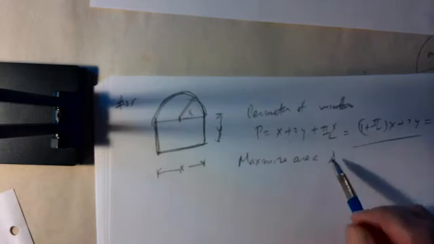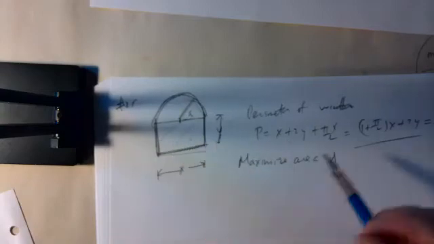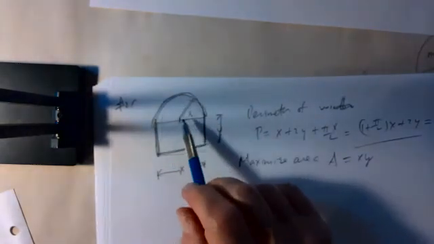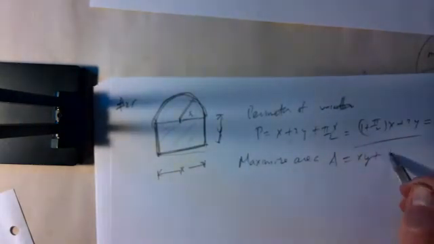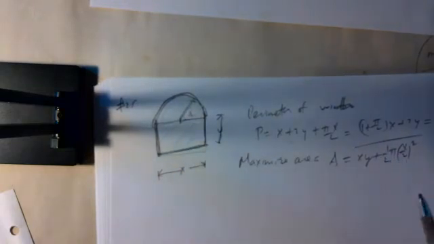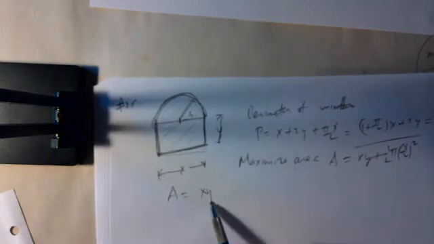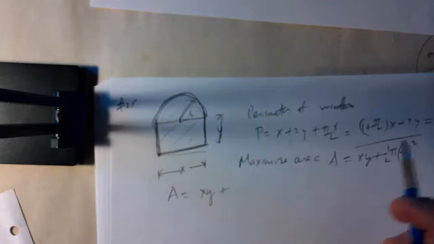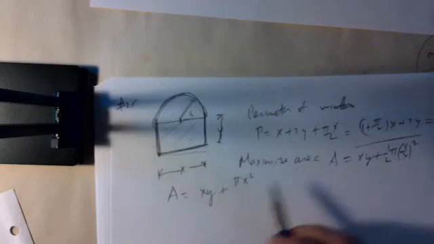What is the area of the window? The area of the window is this rectangular part, which has area xy, and the semicircle. So the area of a circle of radius r is pi times the radius squared. The radius is x over 2. But this is a semicircle. It's only half of that. So it's a half. So our area is xy plus x squared times pi over 2 times 4, which is pi over 8 x squared.